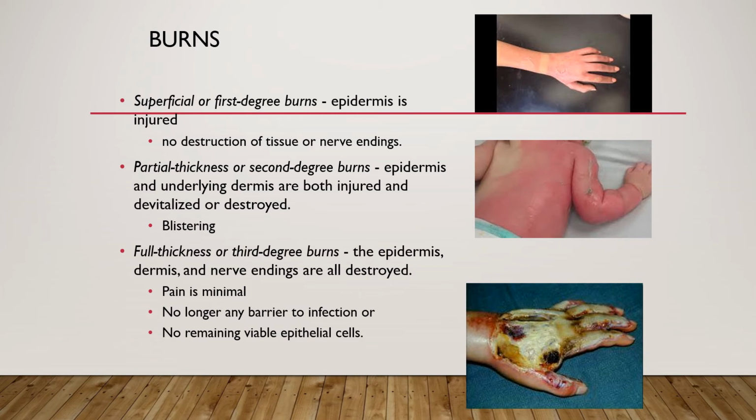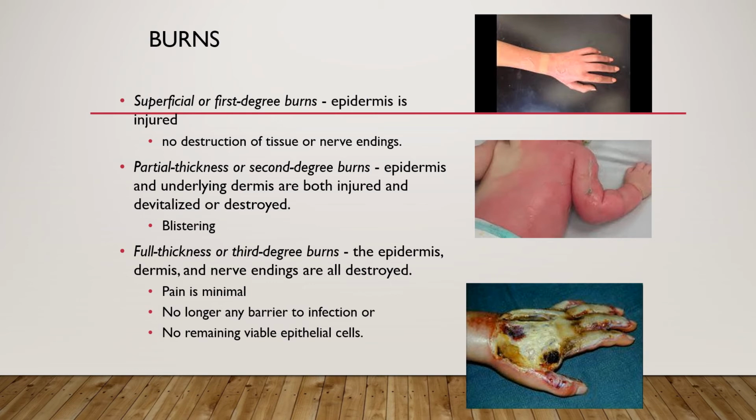Now, if we need to classify the burns by type, the type will be according to the depth of tissue involvement. They can be type 1, called superficial or first degree burns. The epidermis is injured, but there is no destruction of the tissues or nerve endings. The clinical manifestations will be erythema, edema, and pain. However, the regeneration is prompt and quick. The healing time is pretty short, 2 to 5 days, with some peeling of the skin, and no scarring may be seen. Sometimes there will be a slight discoloration.